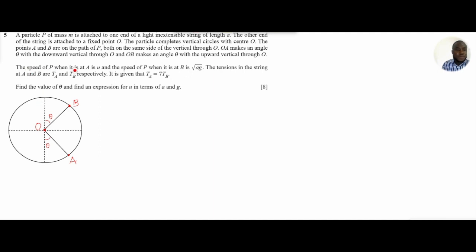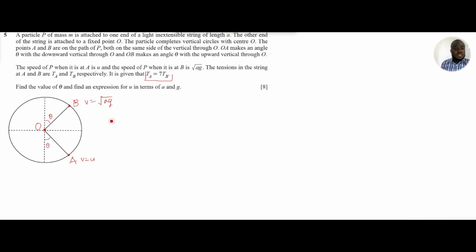Now the speed of P when it's at A is u. So I'm just going to say v equals u at this point, and v equals root of 4ag... at B. Now we have some relationship between the tension in the string at A and at B. Let's see how that helps us. Our work here is to find the value of theta and an expression for u in terms of a and g.